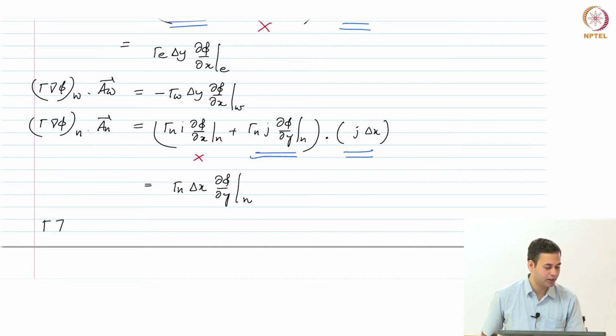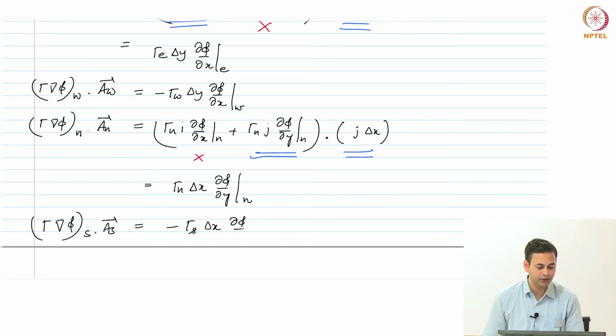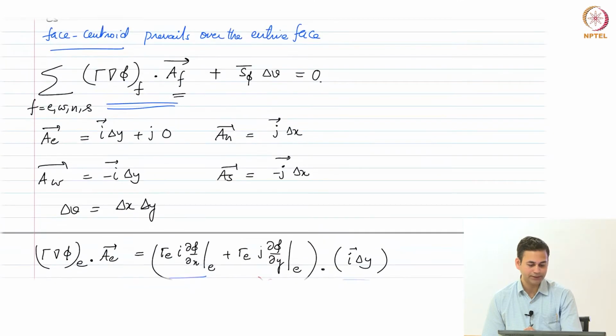Similarly, gamma grad phi s dot A s bar would be how much? It will be a minus gamma south times delta x times partial phi partial y evaluated on the south face. Is this correct? Yes. So, essentially what we did is evaluate all the 4 terms for all the 4 faces that come out of this gamma grad phi f dot A f bar. We have to basically sum all these.